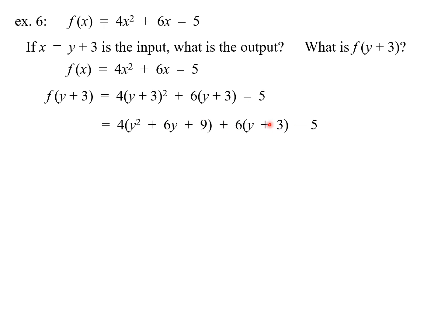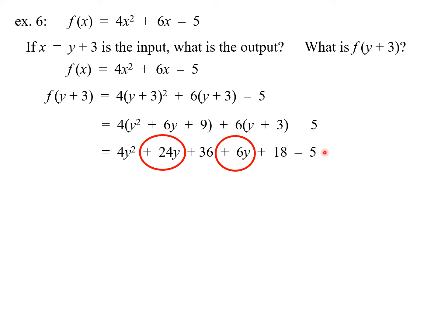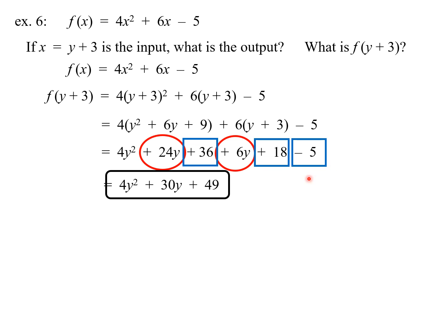And then keep carrying the rest of this along. Now let's distribute. So 4y squared plus 24y plus 36. Distributing the 6, we get this. Then we have some like terms here, and some like terms there, which we can combine, and our final answer is that right there.